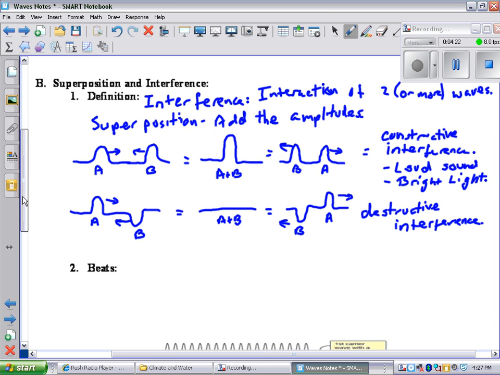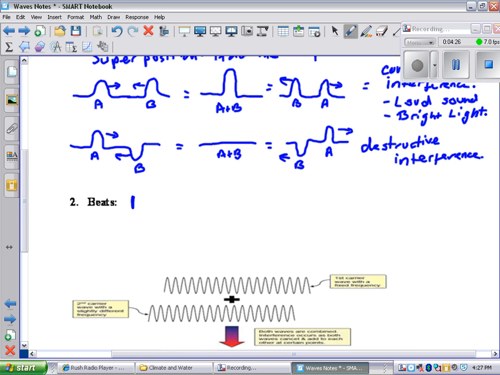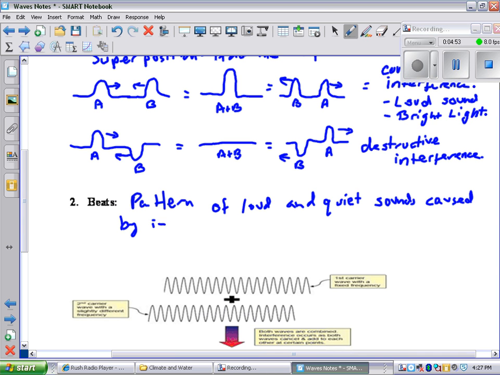Second thing we're going to talk about is beats. We'll do a definition of beats. It is a pattern of loud and quiet sounds caused by the interference of two waves with different frequencies.